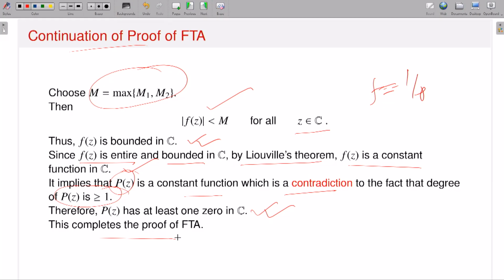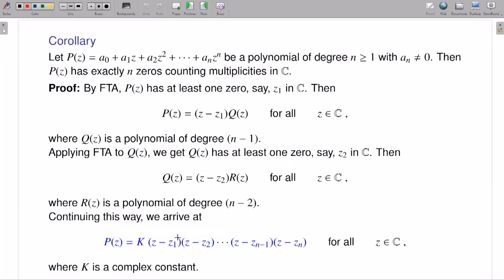Well, for the fundamental theorem of algebra, you may ask how I can show that there are exactly n roots. To conclude that, I have written this as a corollary. Let p(z) be a polynomial of degree n greater or equal to 1, where n is non-zero, then p(z) has exactly n zeros counting multiplicities in C. You may think of this as your fundamental theorem, but the earlier one says that if I have a polynomial of degree n greater or equal to 1, then p(z) has at least one zero.